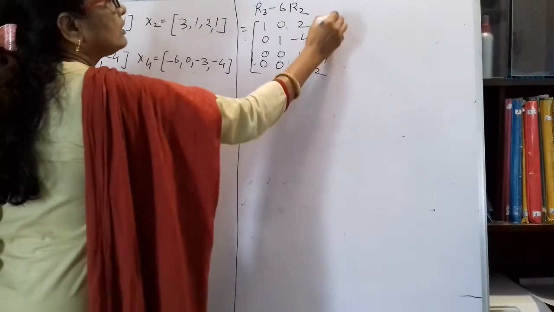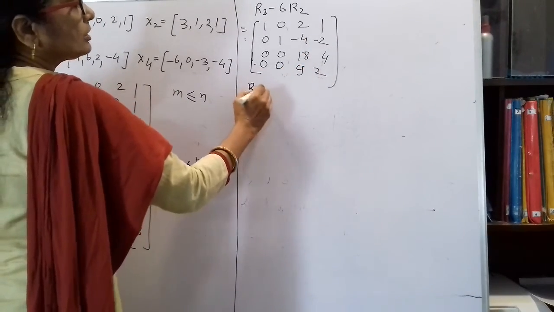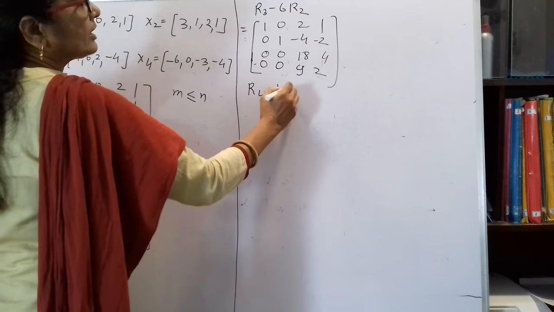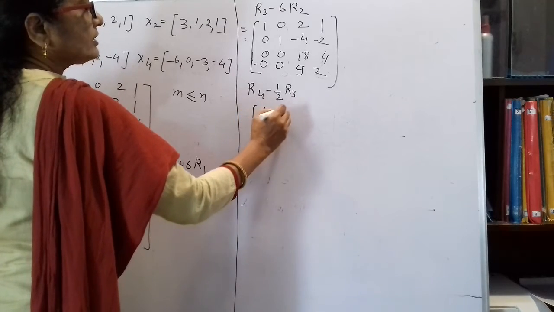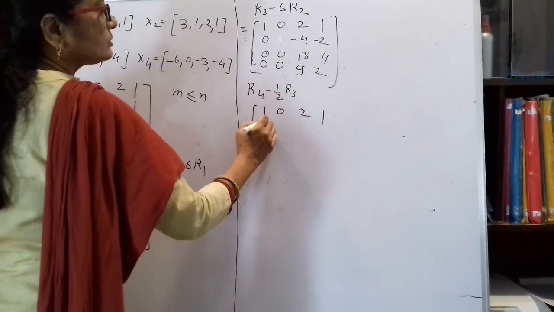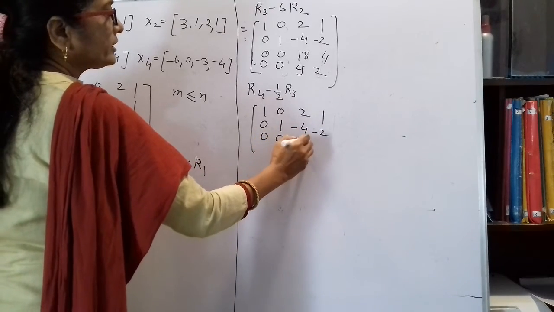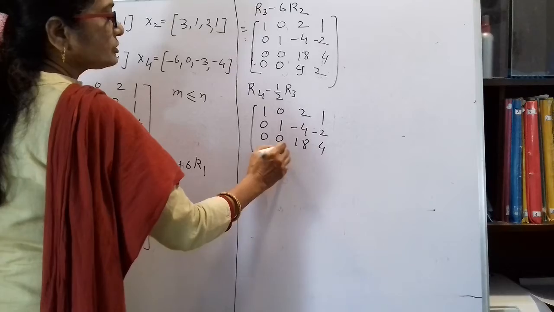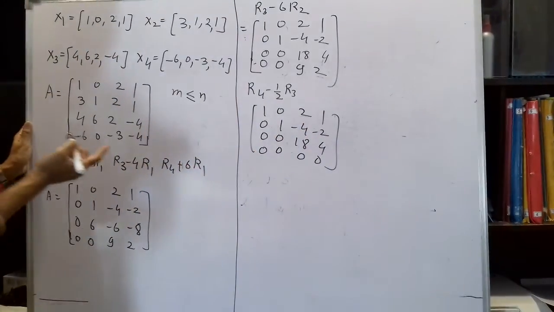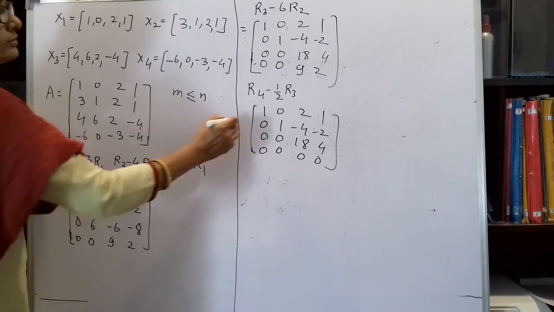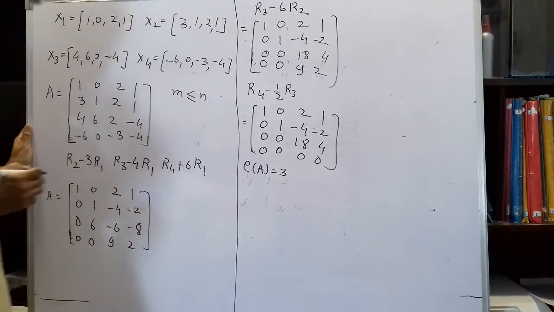Now we have to use the operation R4 minus half of R3. यहाँ 0 आ जाएगी दोनों जगह, तो that A will become 1 0 2 1, 0 1 minus 4 minus 2, 0 0 18 4, 0 0 0 0. Now we can't bring 0 here using R3 या R2. So that's why the rank of matrix A is 3. A का rank 3 है.